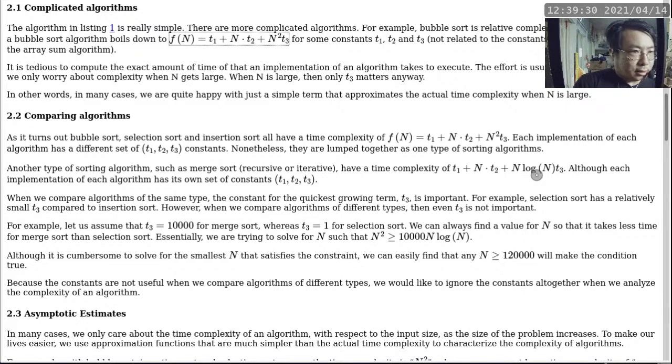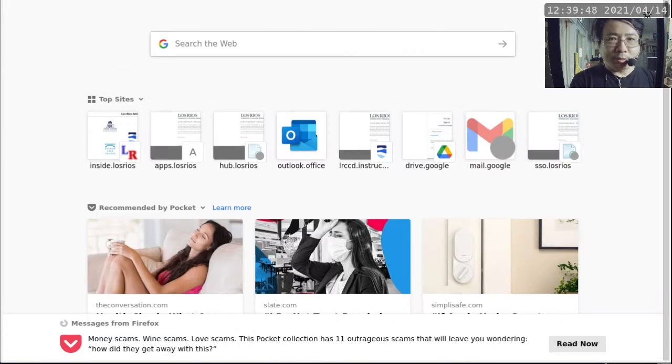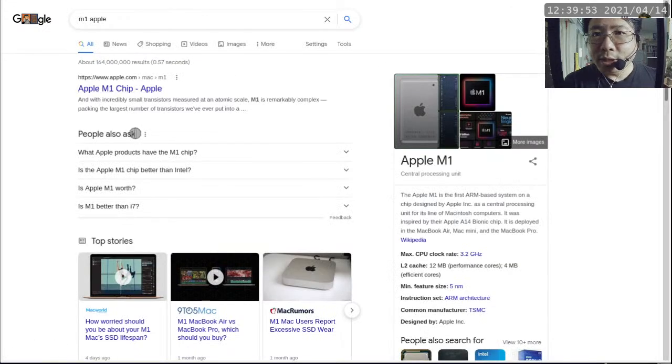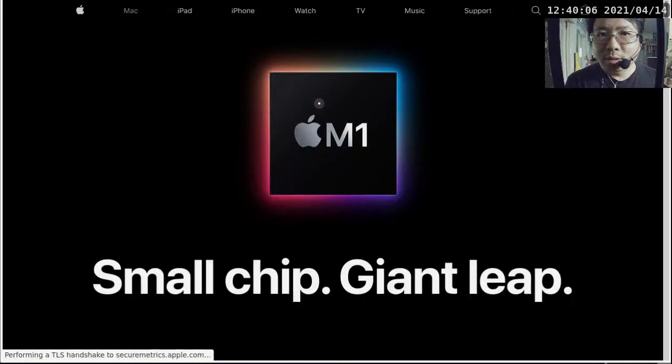So somebody typed here, BOGO sort. I'm not sure about BOGO sort. And Angel mentions Apple M1 chip. I have no idea what the M1 chip is. Now I'm curious. Alright, so the M1 chip, atomic scale, packing the largest number of transistors we have ever put into.